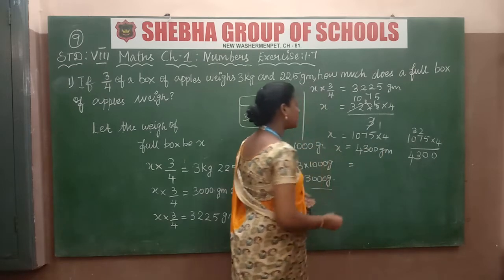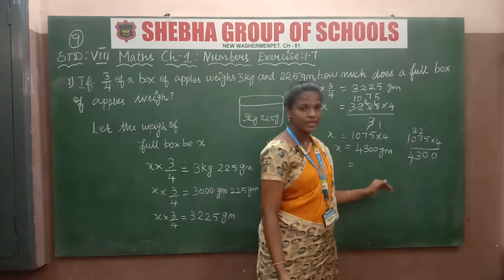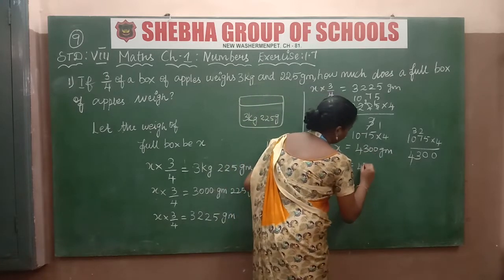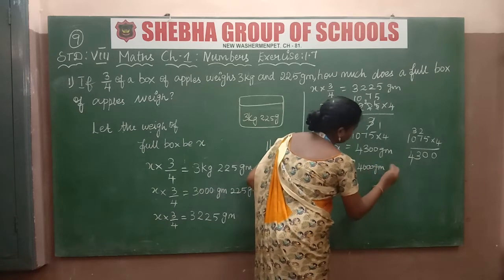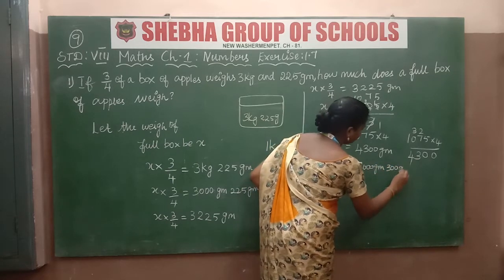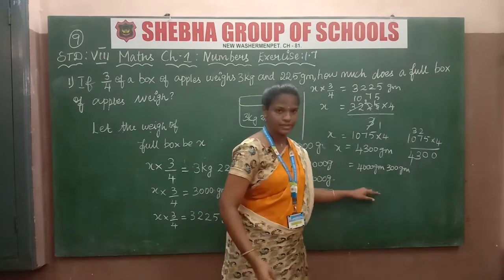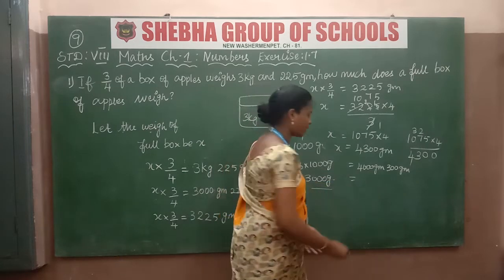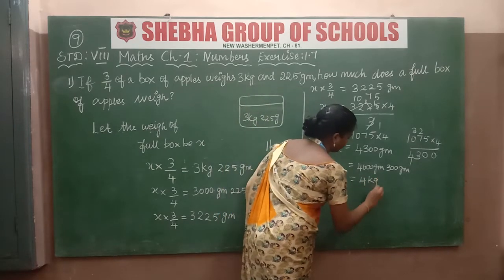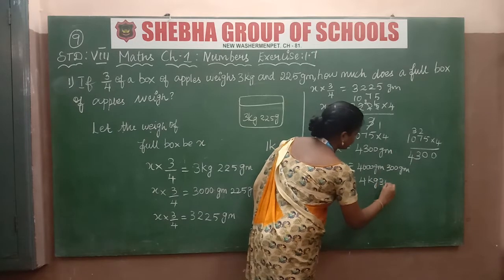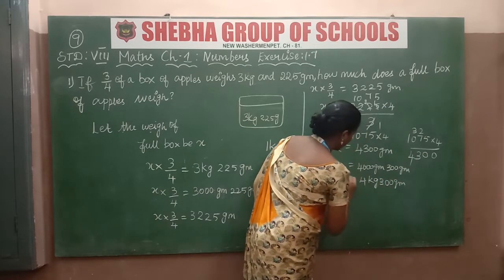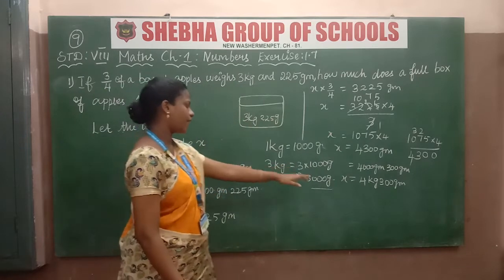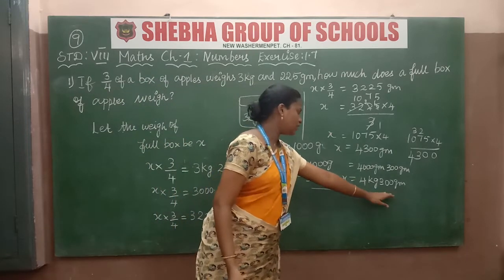So we have to convert 4300 gram into kilogram and gram. 4000 gram plus 300 gram makes 4300 gram. 4000 gram we write as 4 kilogram. So 4 kilogram 300 gram. So the total weight of the full box, x, is equal to 4 kilogram 300 gram.